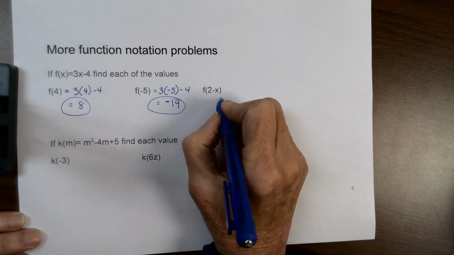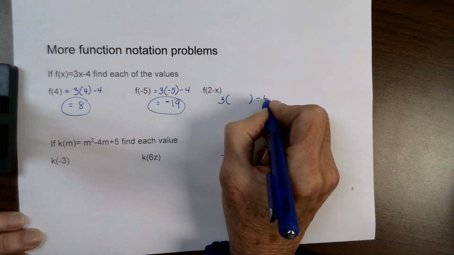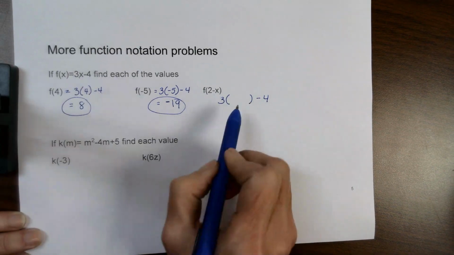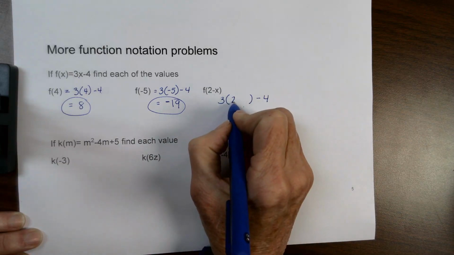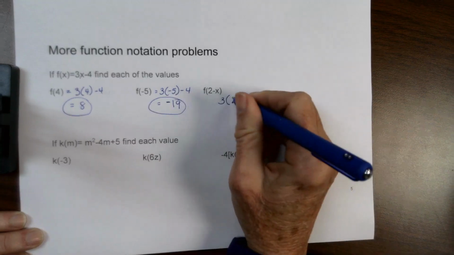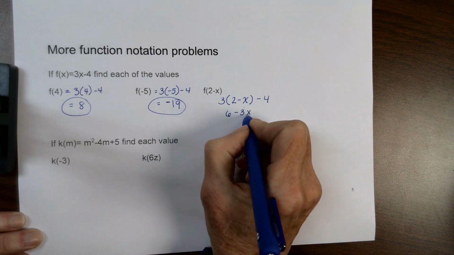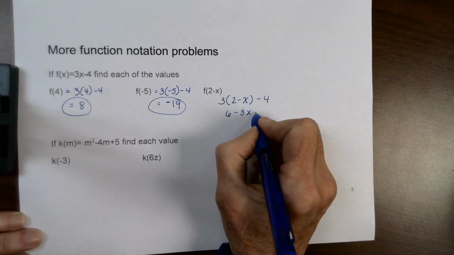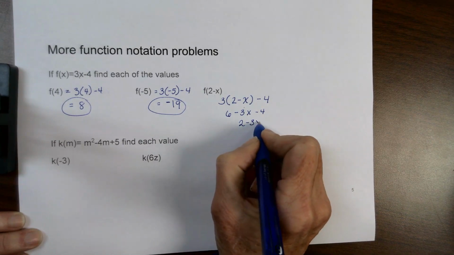So I'm going to go ahead and write the equation, and I'm going to put a parenthesis where the x is. So I wrote that equation, put a parenthesis where the x is, and substitute in 2 minus x in the parentheses. I'm going to have to do the distributive property, so I have 6 minus 3x minus 4, which is going to give me 2 minus 3x.